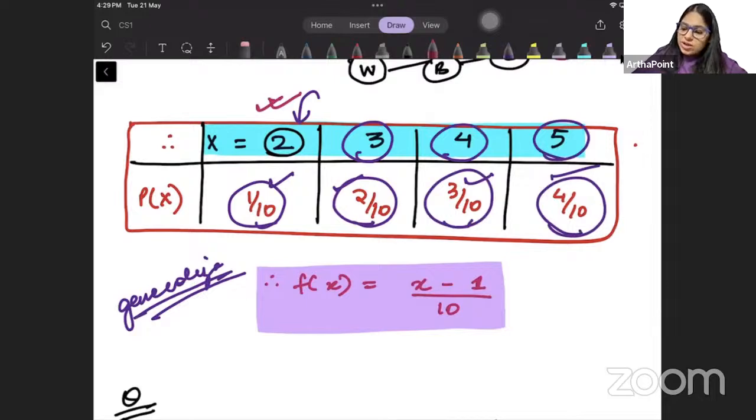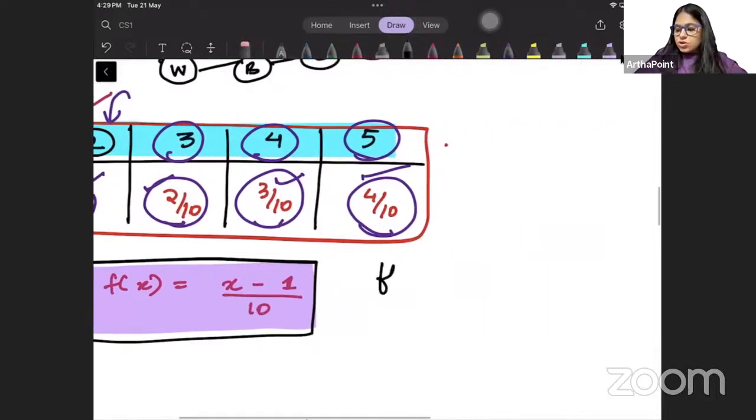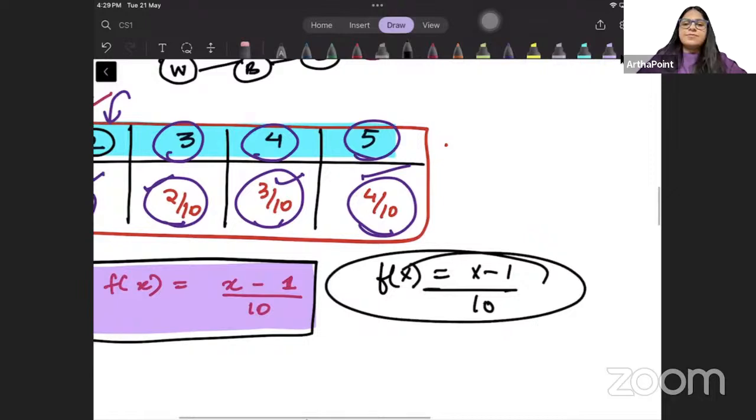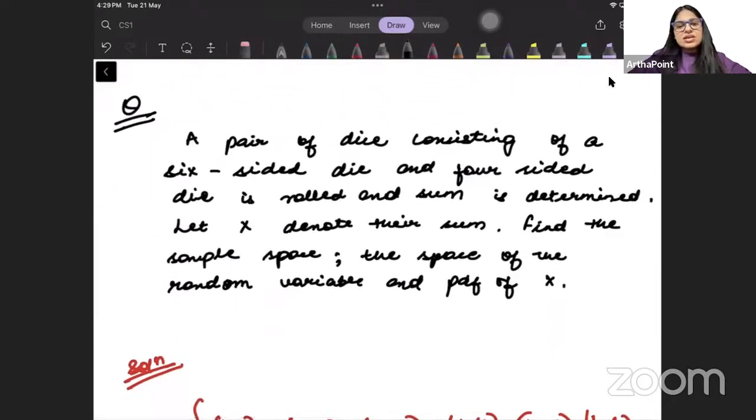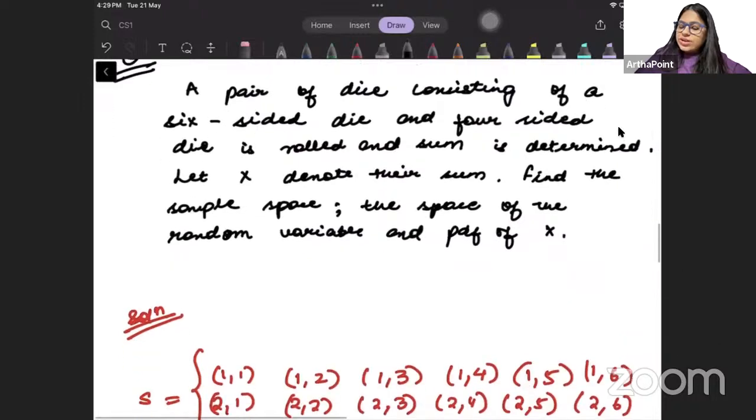So if I were to generalize this, my probability density function, f(x), will become (x minus 1) by 10. And this is how I can go ahead and generalize this. Is this clear? Making sense? Okay. Right, beta. So now let us try to take this question.